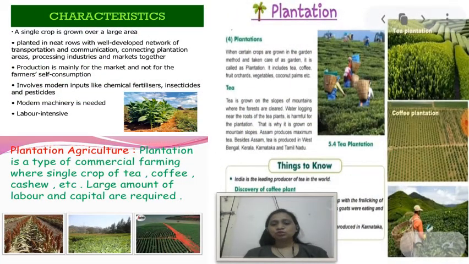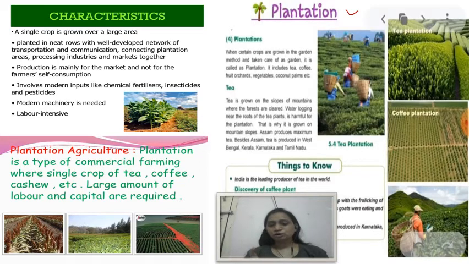Okay, now the fourth type of farming that we are talking about is the plantation. A single crop is grown in a large area. Okay, it is a type of garden, जैसा हम लोग grow करते हैं उस type की जो farming होती है, that is called the plantation.